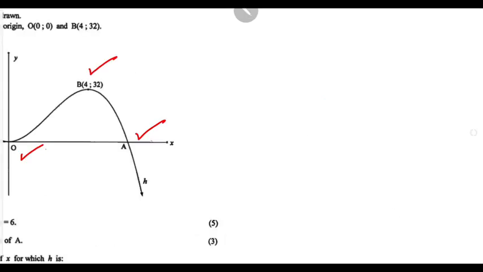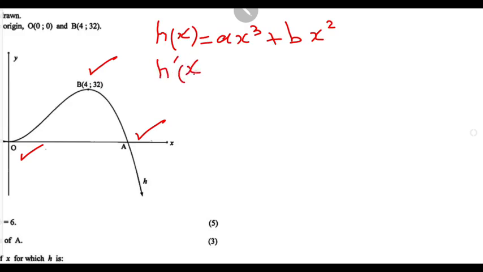So first of all, I need to find the first derivative of h of x. The function is given by h of x is equal to ax power 3 plus bx square. So the first derivative is 3ax power 2 plus 2bx, differentiating with respect to x.